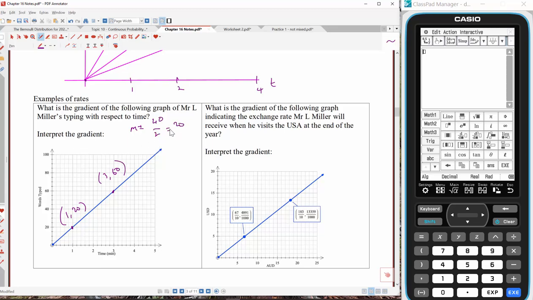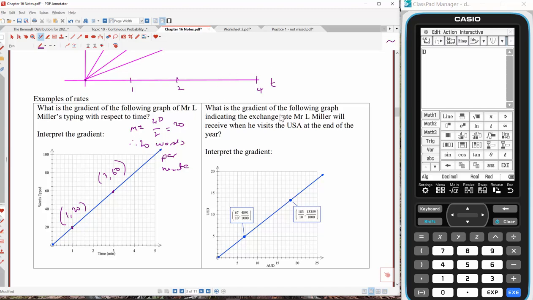Now, what does that gradient mean? So what does m equals 20 mean? Well, remember, it's a rate. The gradient is a rate, and what this particular rate means is words typed per minute. Therefore, 20 words per minute. I don't know whether that's any good or not. 20 words per minute seems all right.